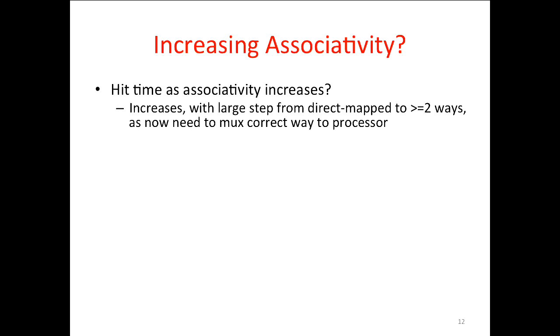And then after that, there is a slower increase as you add more ways. You do add a little bit more delay for each level of associativity. But the biggest hit is going from direct map to two-way.